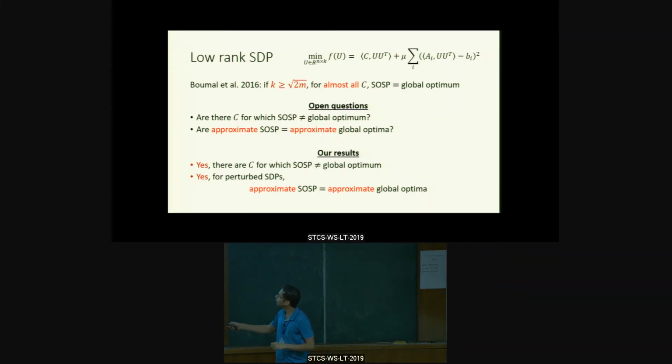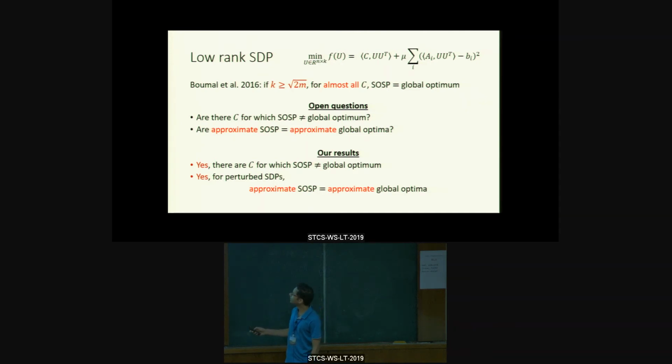So for a second order stationary point, the approximation is in terms of the norm of the gradient and the smallest eigenvalue of the Hessian, right? And this approximate here is approximate in terms of the objective value. Yeah, yeah. And you can transfer how approximate you are here to how approximate you are here.